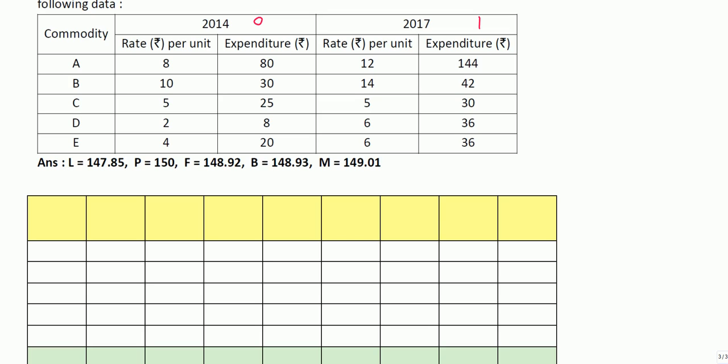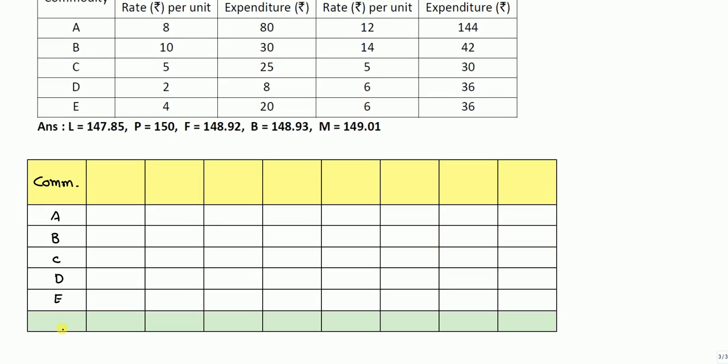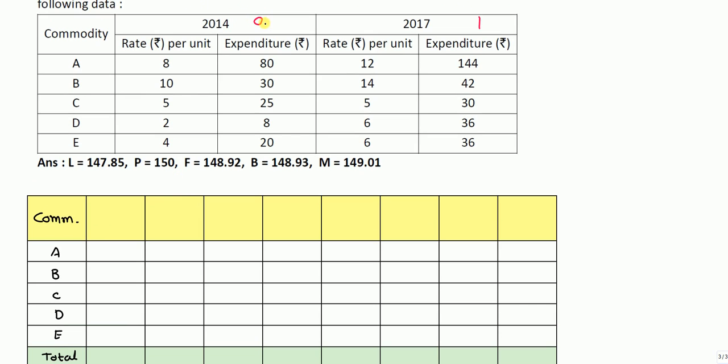Okay, so let us prepare our table first. First column is of commodities. Write down commodities A, B, C, D and E. And last column is of total. Now 2014 means base year. Rate per unit means price per unit. It is P0. P0 is already given: 8, 10, 5, 2 and 4.